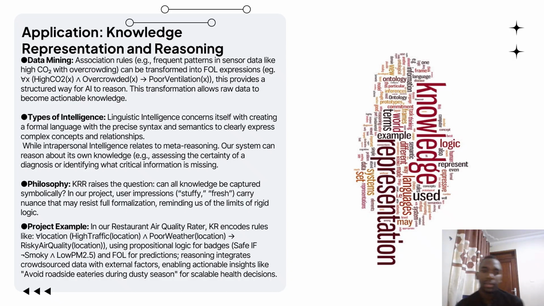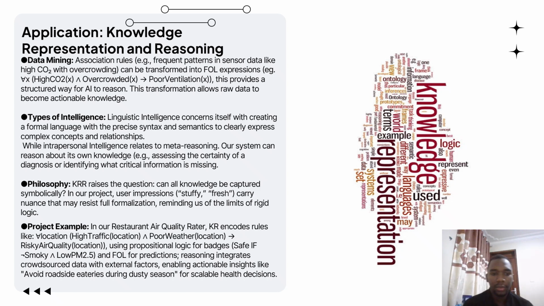Types of intelligence. Linguistic intelligence concerns itself with creating a formal language with a precise syntax and semantics to clearly express complex concepts and relationships, while intrapersonal intelligence leads to meta-reasoning. Our system can reason about its own knowledge, e.g., assessing certainty of diagnosis or identifying what critical information is missing. So, knowledge representation and reasoning raises the question: can all knowledge be captured symbolically? In our project, users' impressions such as stuffy or fresh carry nuance that may resist full formalization, reminding us of the limits of rigid logic.